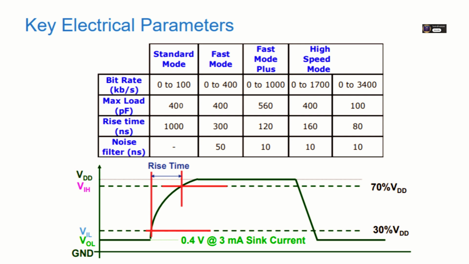So what happens if you get it wrong? What are the real-world consequences if your pull-ups are too weak, meaning too high resistance? Too weak, and your signal rise times become sluggish. Imagine trying to fill a big bucket, high capacitance, through a tiny straw, high resistance pull-up. It takes ages for the voltage to get high.